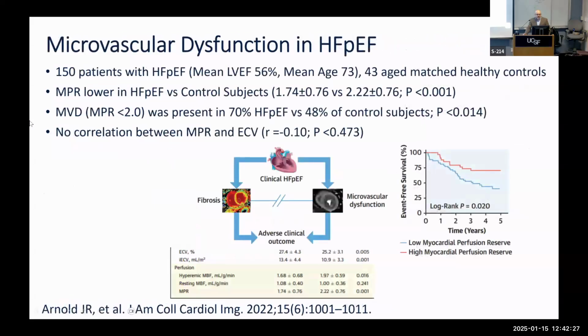And then probably the largest group here, about 150 patients with HFpEF and 43 age-matched controls. The MPR they found lower in the HFpEF as compared to controls, with a significant number of patients of the HFpEF population having a flow reserve less than 2. In their study, they didn't see much of a correlation between the flow reserve and the fibrosis, which I think still requires further study.